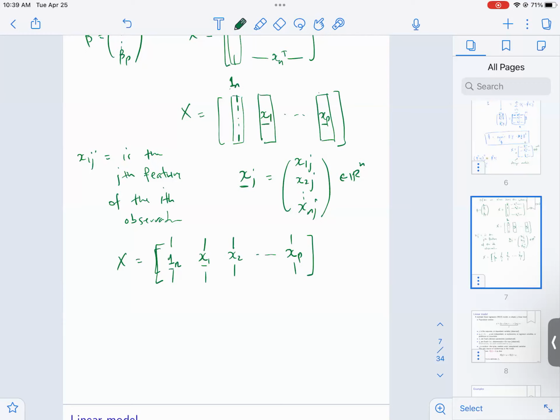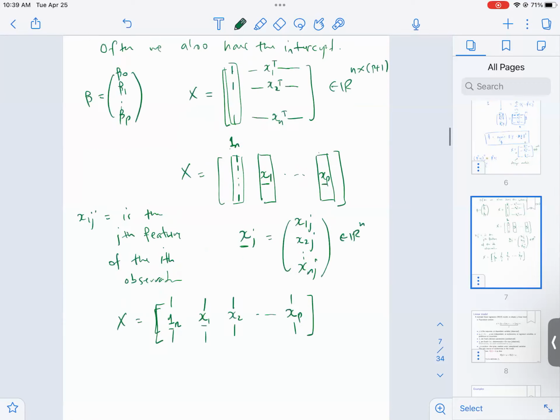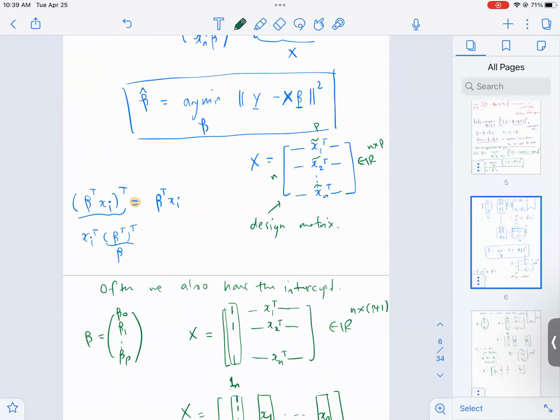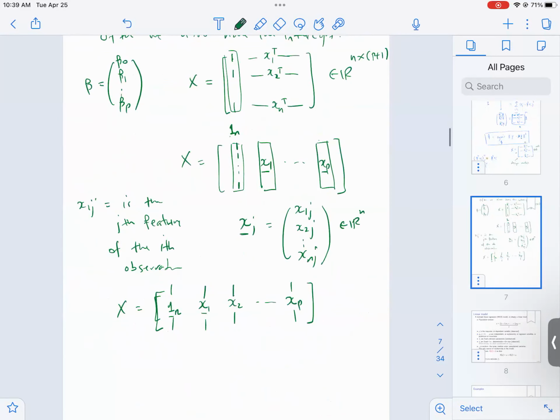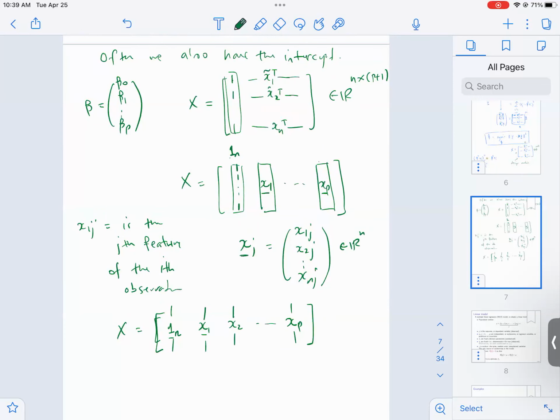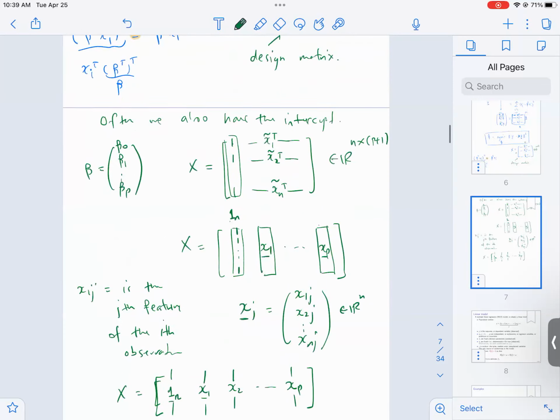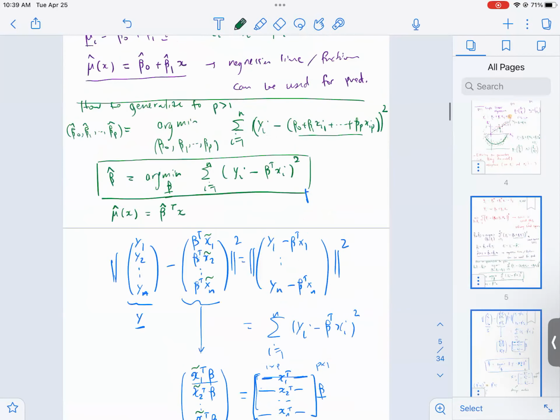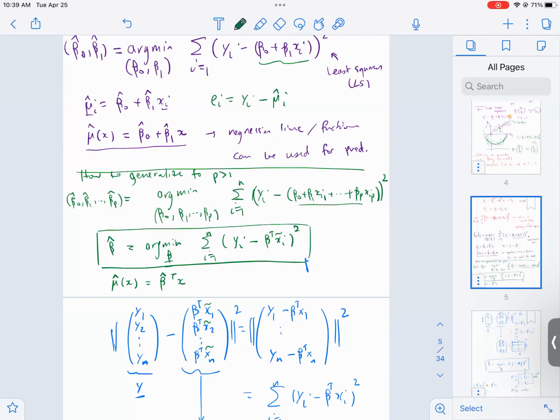Everything still holds true. These formulas are the same. We just have to change some of the notation here. The rows are going to be tilde. Everything that we did here should actually be tilde, to be honest.